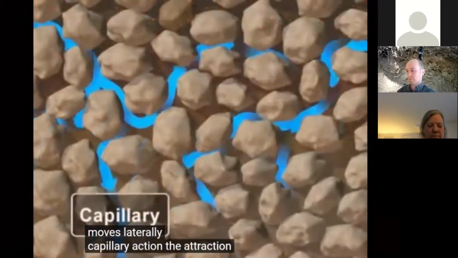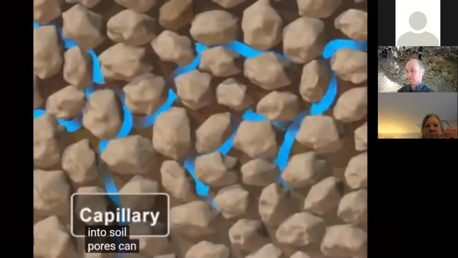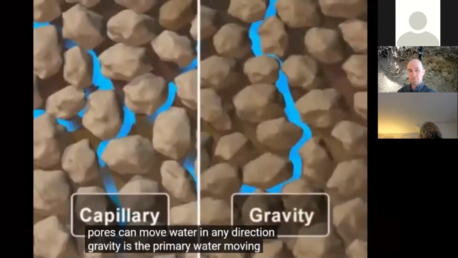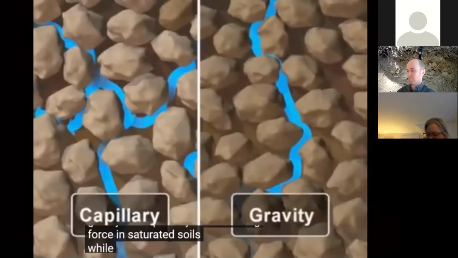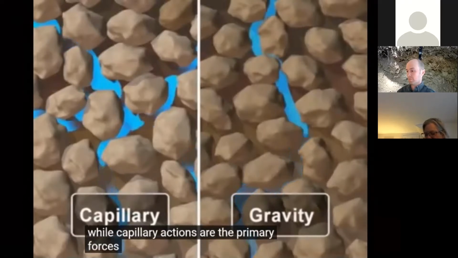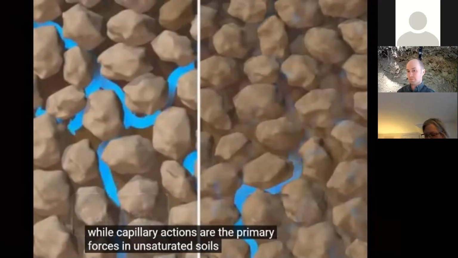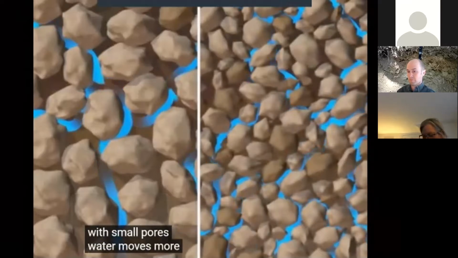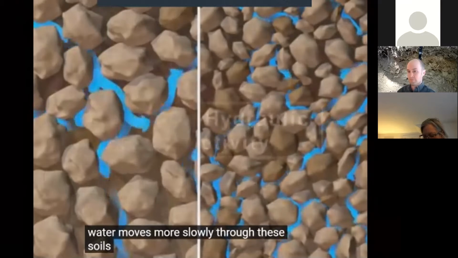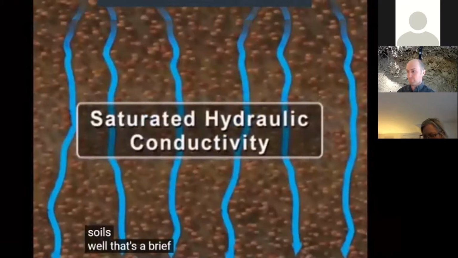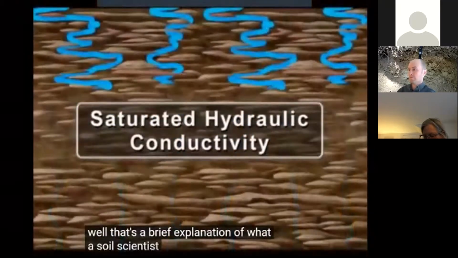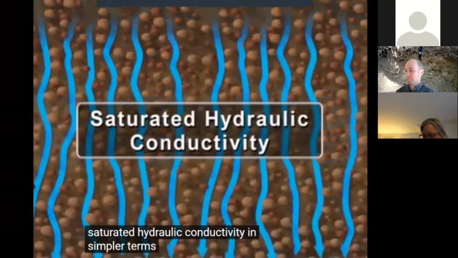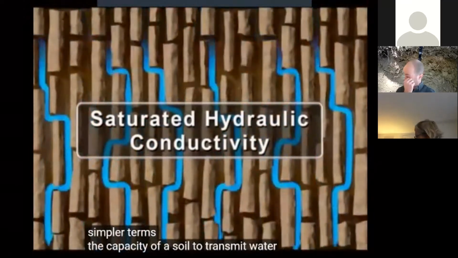Capillary action, the attraction of water into soil pores, can move water in any direction. Gravity is the primary water-moving force in saturated soils, while capillary actions are the primary forces in unsaturated soils. Capillary force is greatest in soils with small pores. Water moves more slowly through these soils. Well, that's a brief explanation of what a soil scientist calls saturated hydraulic conductivity. In simpler terms, the capacity of a soil to transmit water.